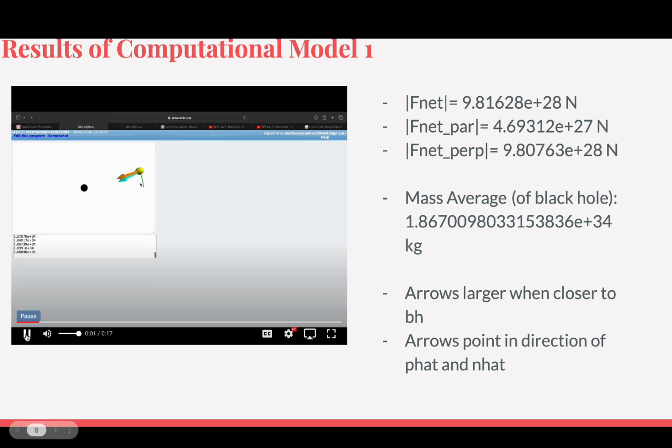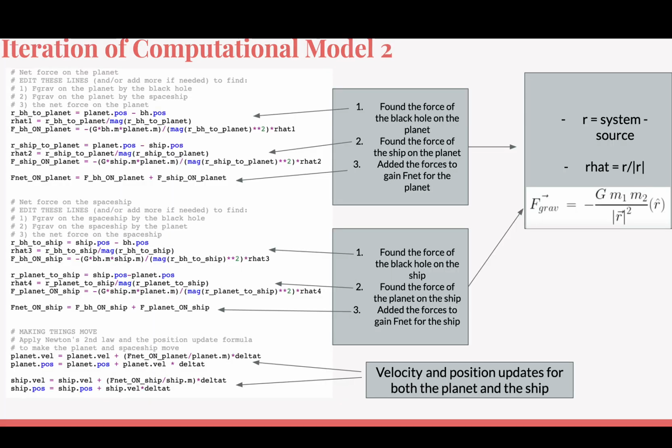The n hat arrow always points towards the center of the kissing circle, which is the orbit, and p hat always points in the direction of motion. The iteration code consists of 2 repetitions of the universal gravitational formula and velocity and position update formulas.